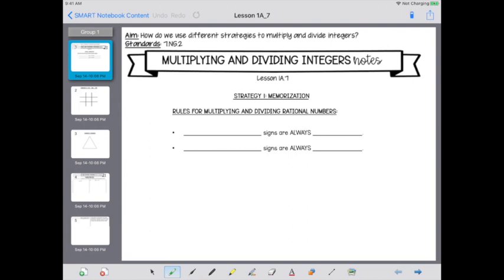You have to know that when you have the same signs, so if it's a positive and a positive or a negative and a negative, your signs are always going to be positive. So negative times negative is a positive, and a positive times a positive is a positive. Now, if you have different signs, a positive times negative, a negative divided by a positive, then your signs are always going to be negative.